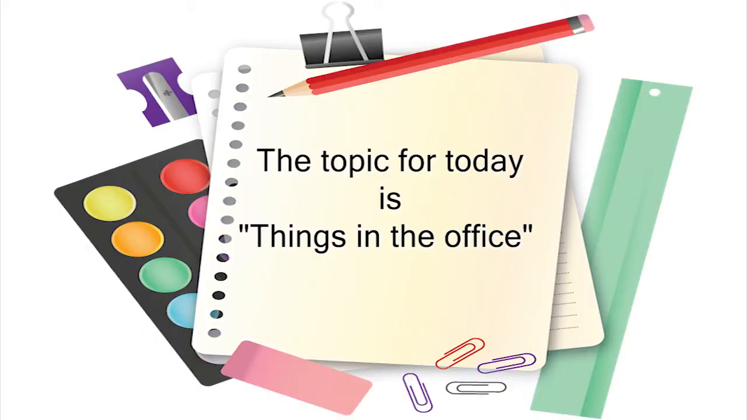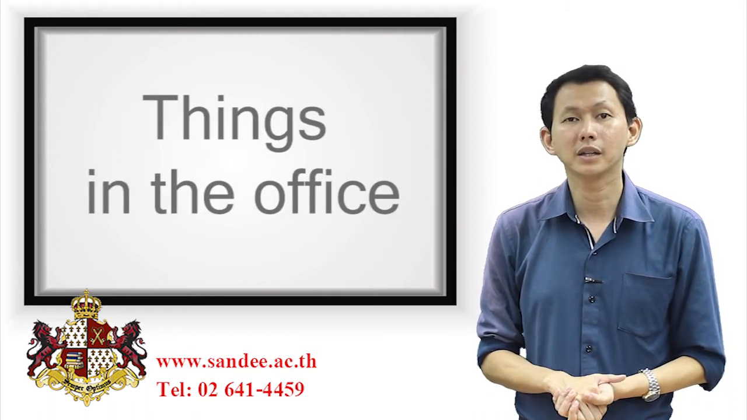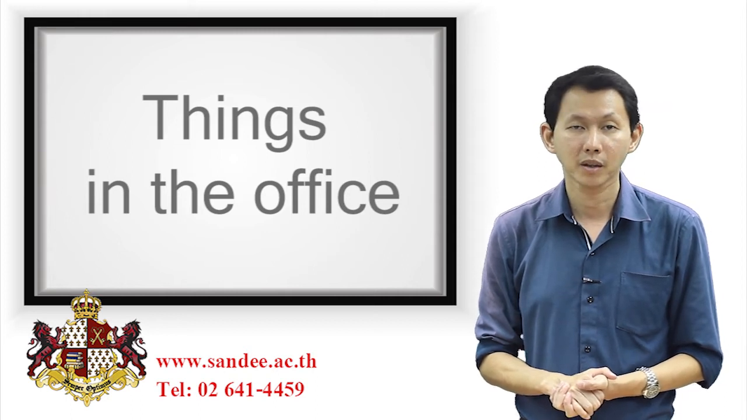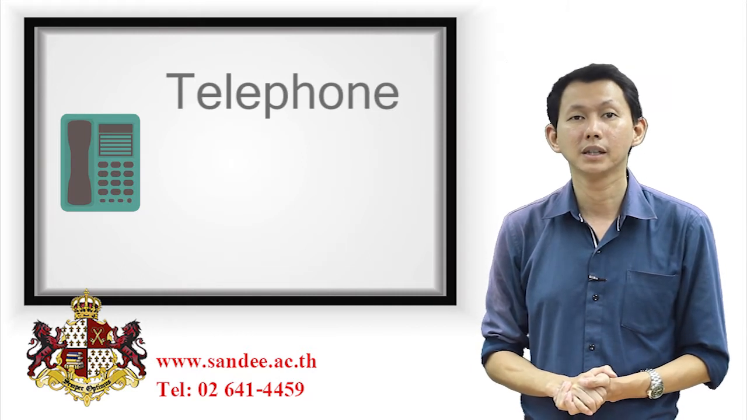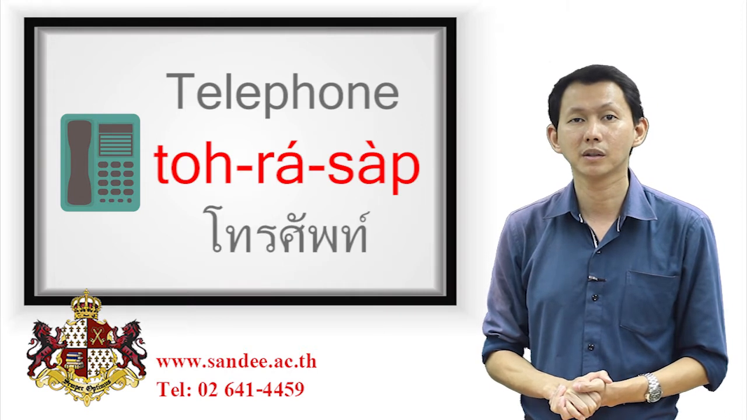The topic for today is things in the office. Sawasdee krap. Today the topic that we will learn is the things in the office. The first word that we will learn is telephone. And telephone in Thai we call โทรศัพท์.